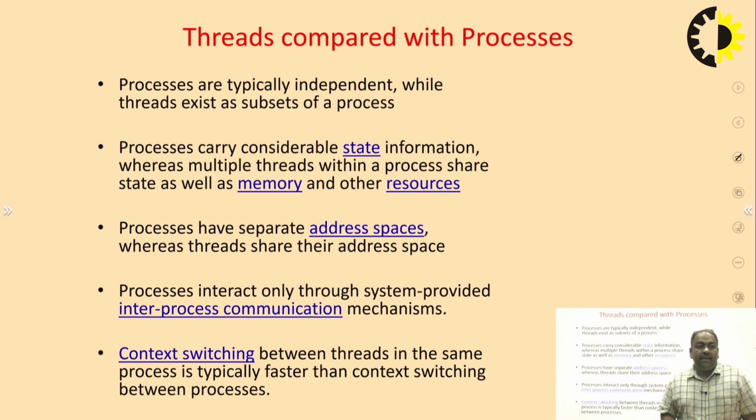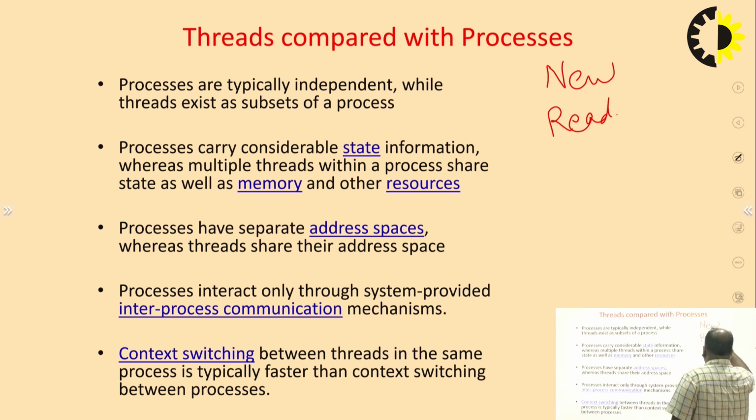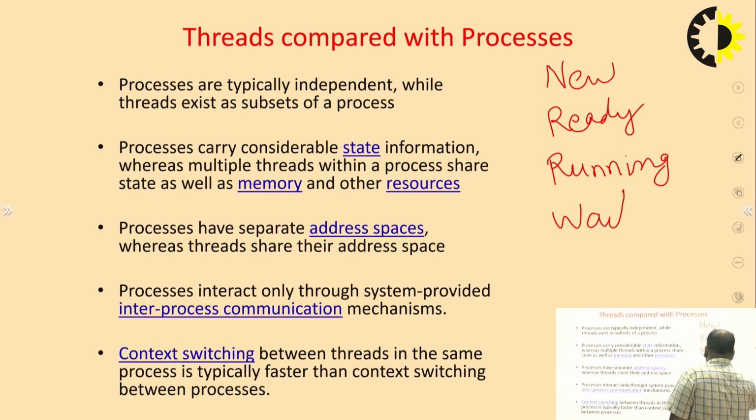Processes carry considerable state information. What does considerable state mean? A process has five states. First is new, second is ready, third is running, fourth is waiting, and fifth is terminate or exit.